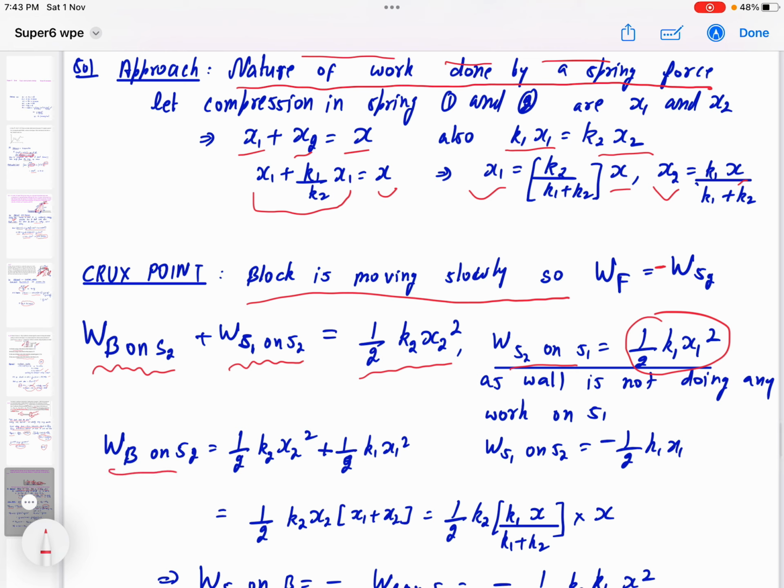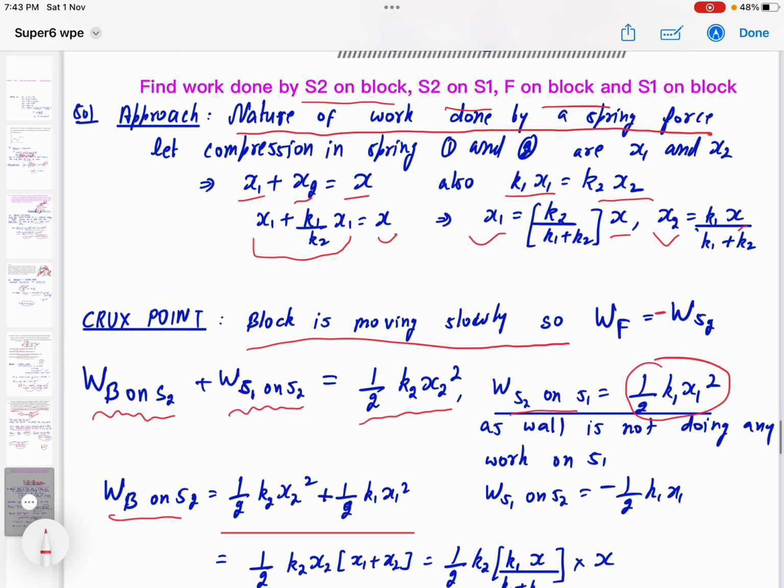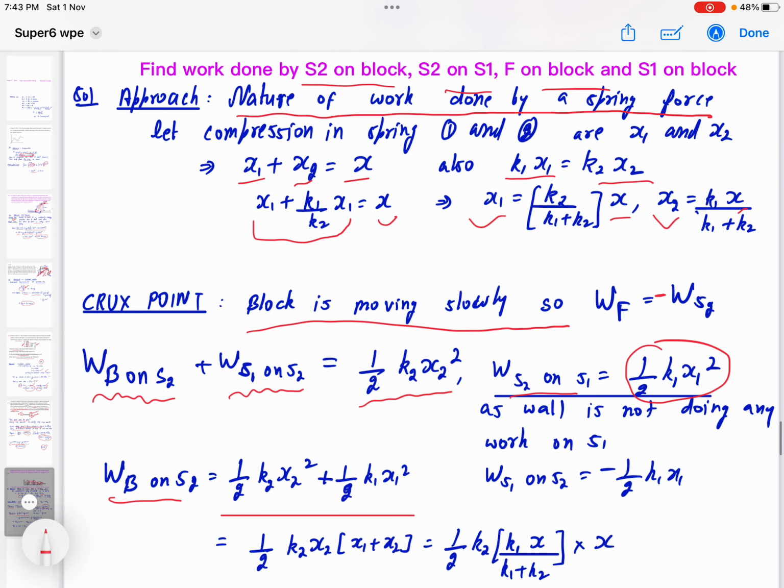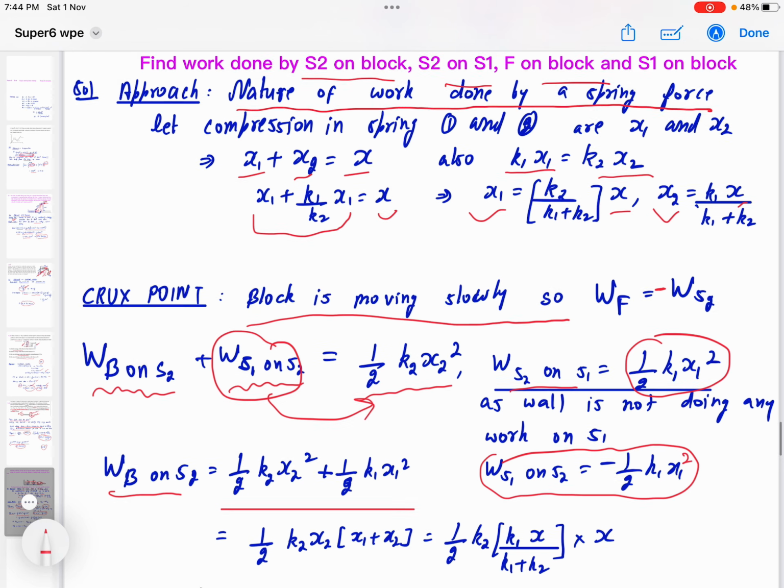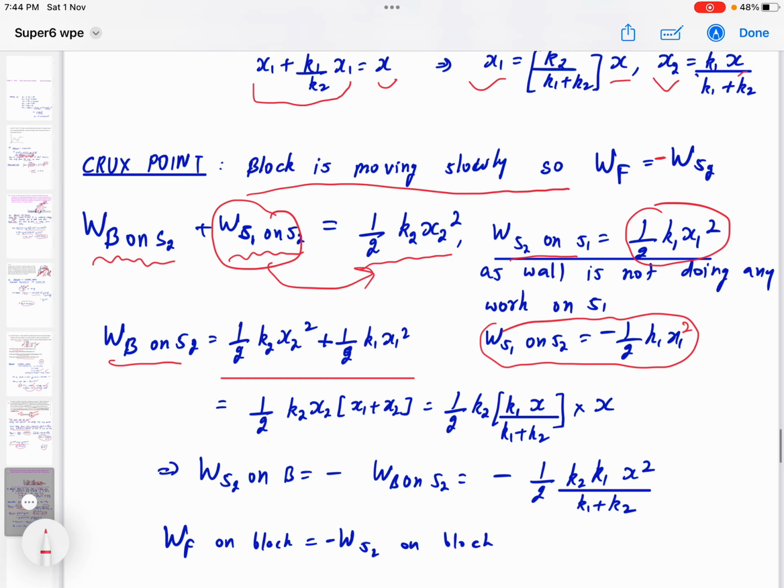So work done by B on S2 is equal to this quantity. Okay, beta. Work done by B on S2 is half K2 into x2 square, half K1 into x1 square. So this expression I am taking on the right side. Work done by S1 on S2 is negative of half K1 x1 whole square. So by doing the calculation, I am getting work done by S2 on B. Oh, sorry, work done by B on S2 I am getting.